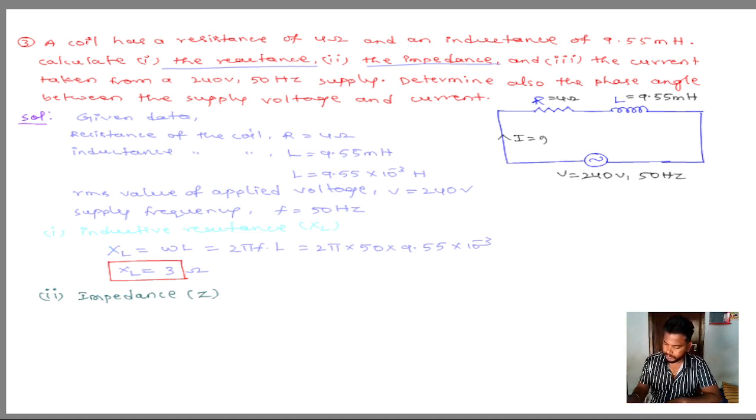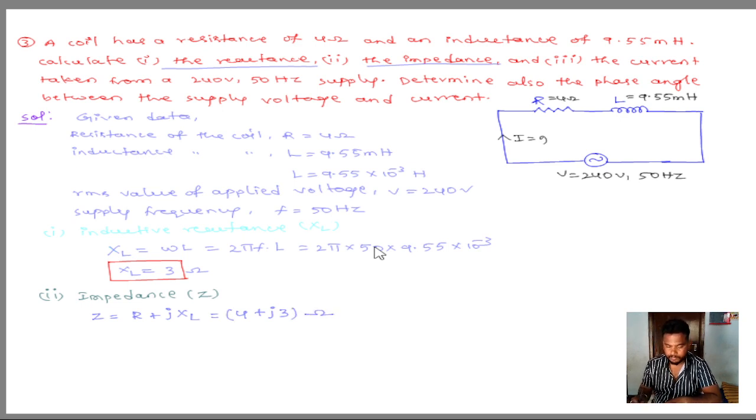And it is a series RL circuit. The impedance of the circuit Z is equal to R plus jXL. Okay, impedance is equal to R plus jXL. Then what is the value of R? 4. And what is the value of XL? j3. This is the impedance of the series RL circuit.